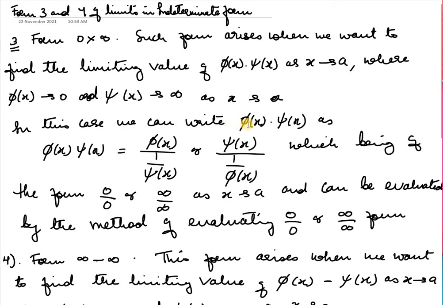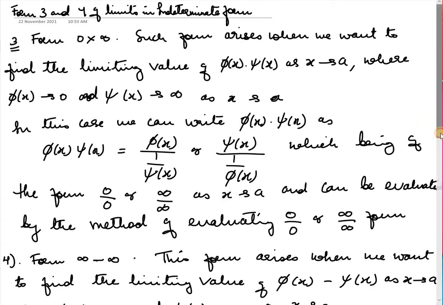So when you have this type of problem, that is, the limit as x tends to a of phi x into psi x is of 0 into infinity form, the first step is to reduce it to either 0 by 0 form by expressing it in this form, or infinity by infinity form by expressing it as psi x upon 1 by phi x.